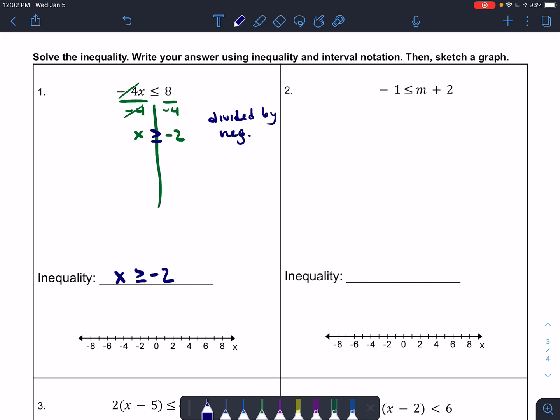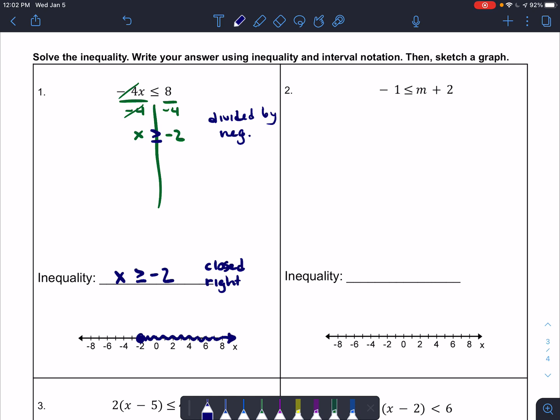And then to graph this, I'm going to mark negative 2. Because it is or equal to, I know it's going to be a closed circle. It's going to go to the right. So I need to close my circle and shade to the right. All right, let me put a little arrow there.